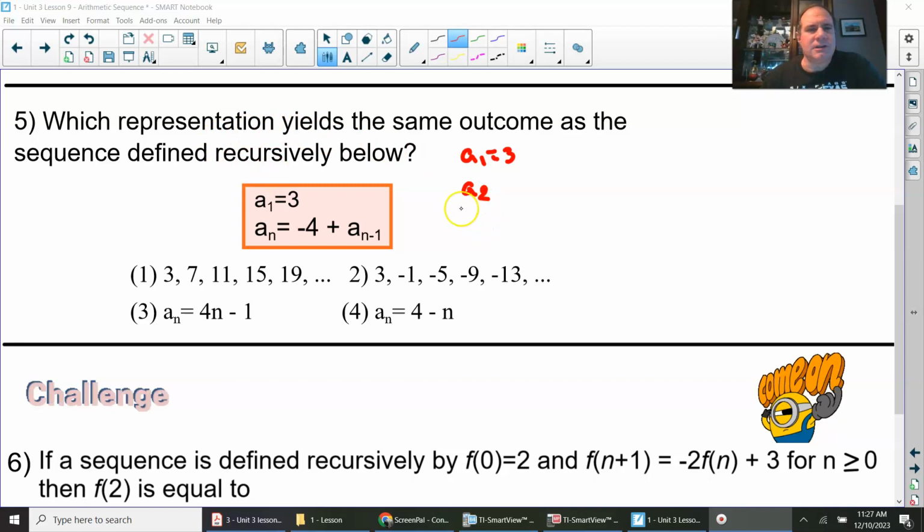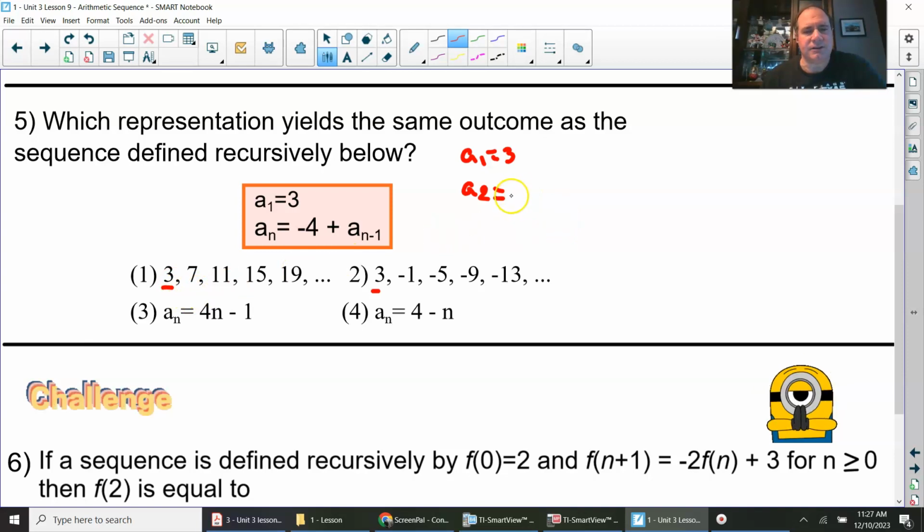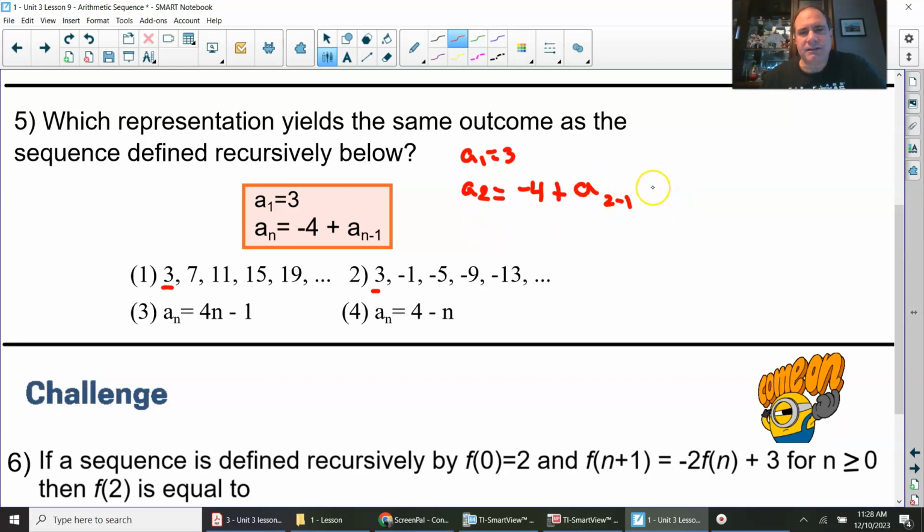It says which representation yields the same outcome as the sequence defined recursively below. A sub 1 is 3. A sub n, we're going to replace n with 2 because we want to figure out that second term, to see if 1 or 2 works out, because a sub 1 is 3 for both of them. So it's either -1 as the a sub 2 or 7 as the a sub 2. So we're going to go -4 plus, and this is right here what you're looking for. This is a sub 2 minus 1, so that's the prior term. So a sub 2 is -4 plus a sub 1. A sub 1 is 3. So that's -1. So this one's out, and we know that -1 works out.